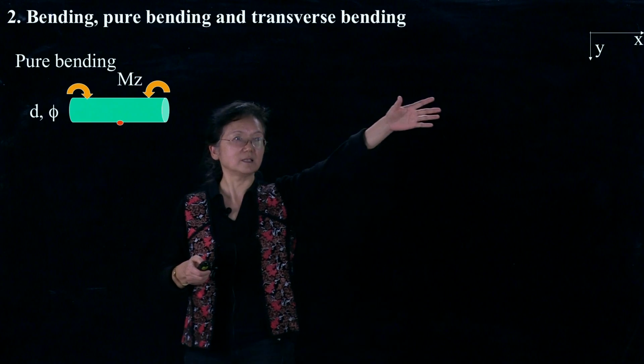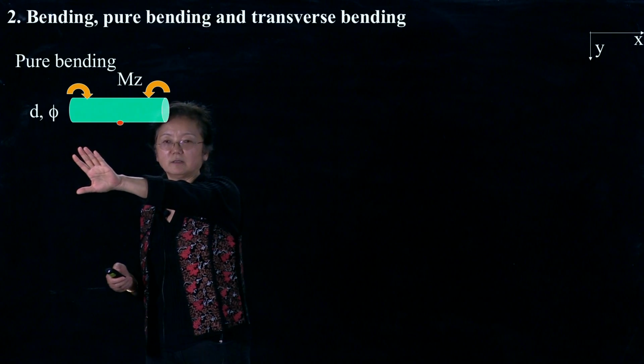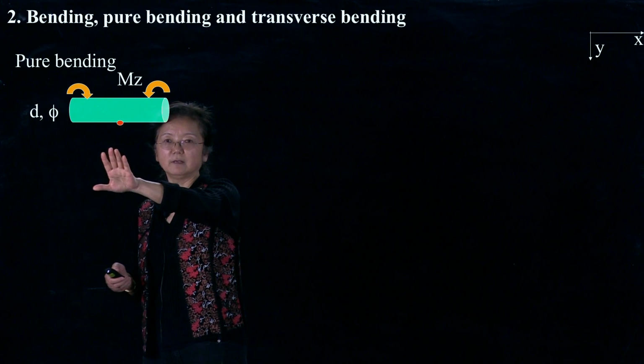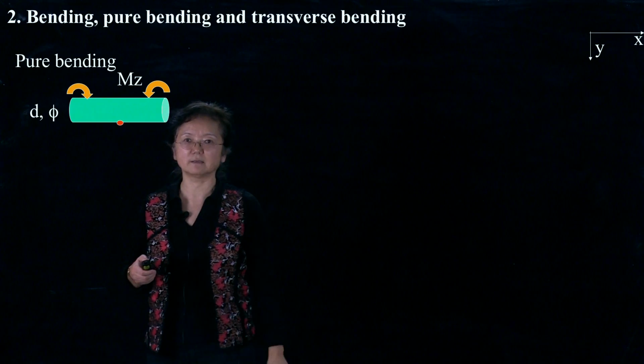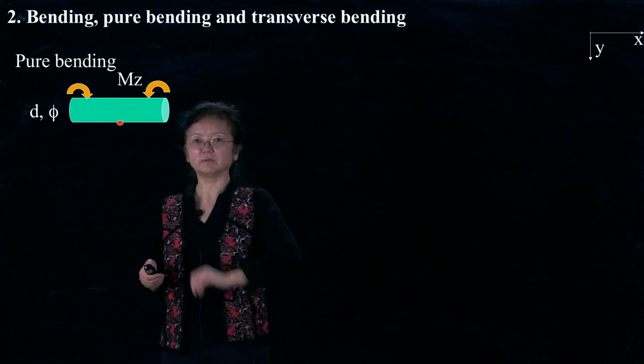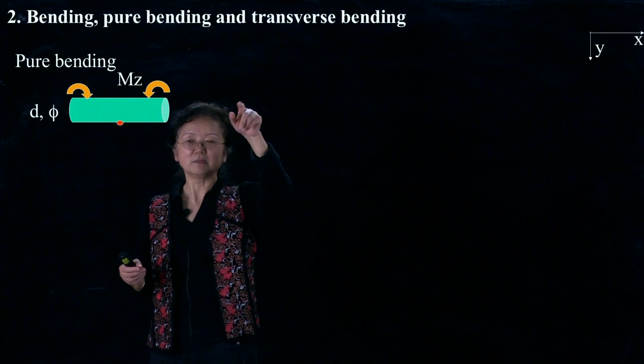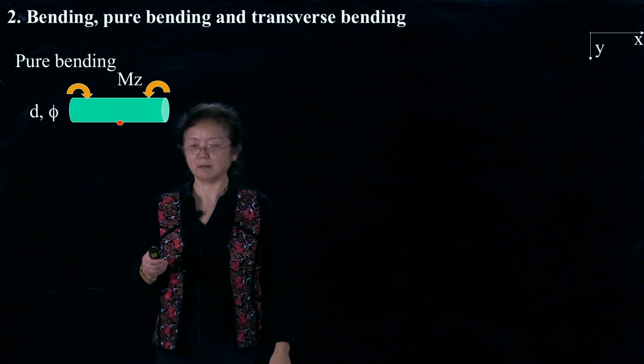Here I set up a coordinate system, and the diameter again is d or phi. We may use d in analysis. And here is a particular marker point, the red point, for our attention. I name the bending moment Mz, or just simply M.